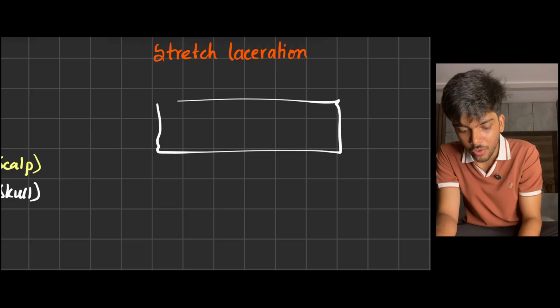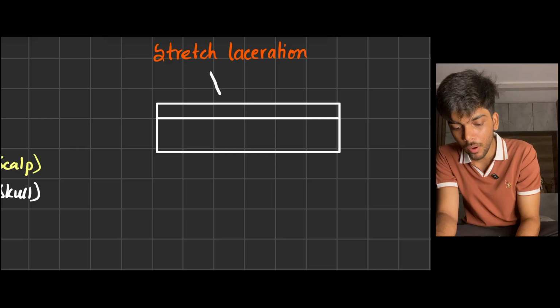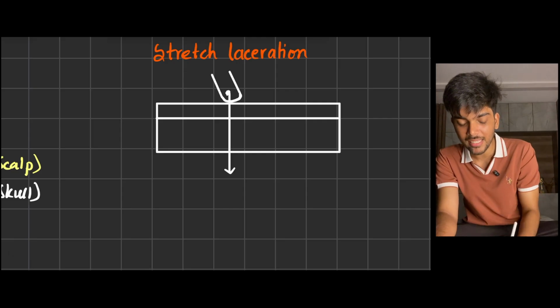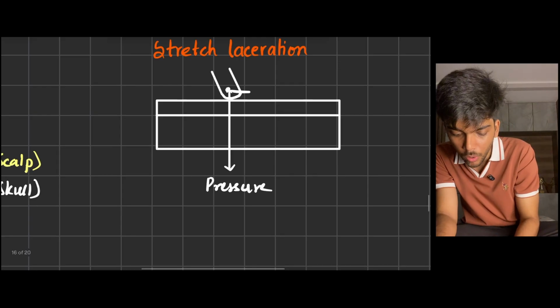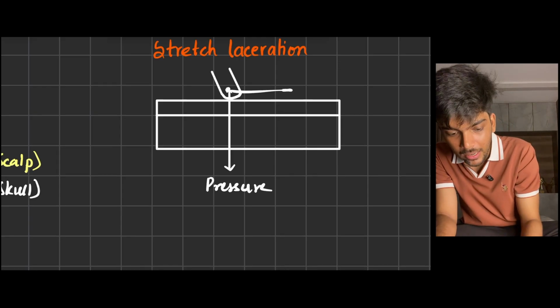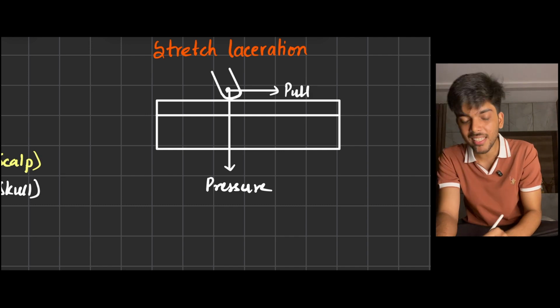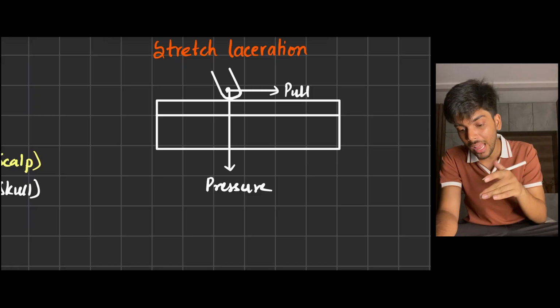Stretch laceration. I'm going to draw a skin, and there's the epidermis of the skin. And here's the blunt force with the help of a blunt object. Stretch laceration is characterized by pressure with pull. So here the skin goes under pressure and gets pulled as well.